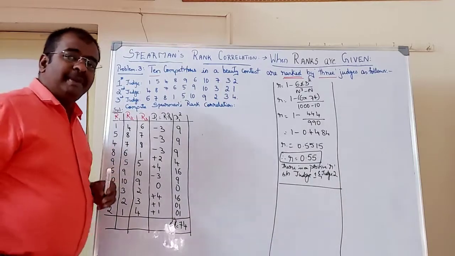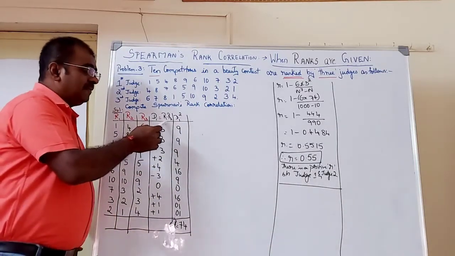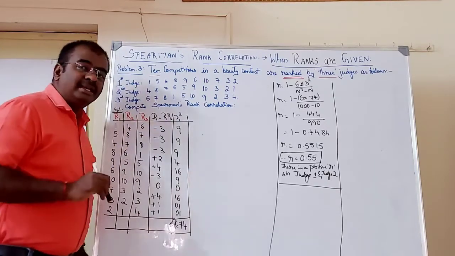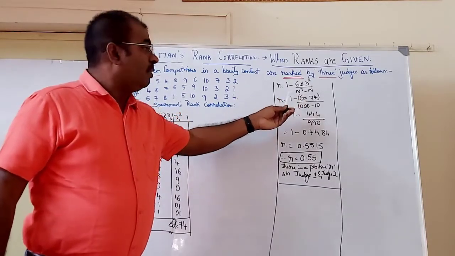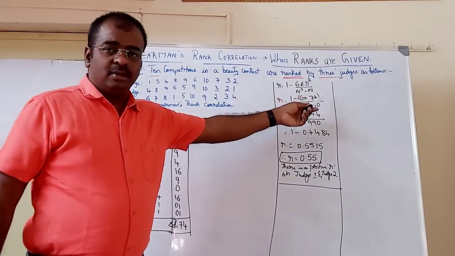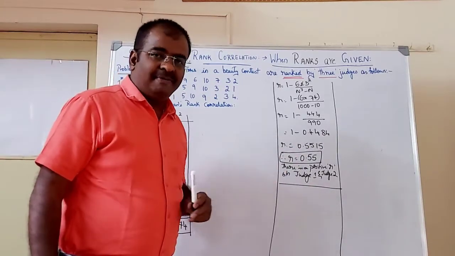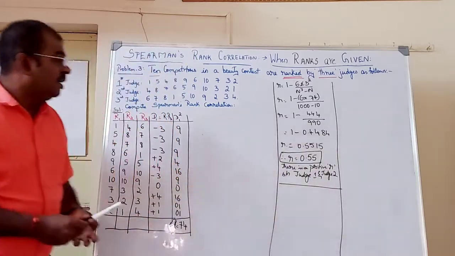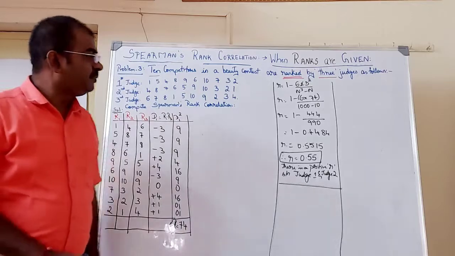So again, let me repeat 3 simple steps. Step number 1, finding the difference between rank 1 and rank 2. Step number 2, finding D square. And step number 3, applying the formula of Spearman's rank correlation. And we found that the correlation is 0.55. Therefore, there is a positive correlation between judge 1 and judge 2.